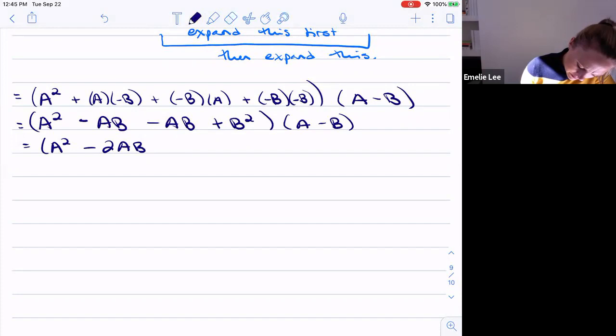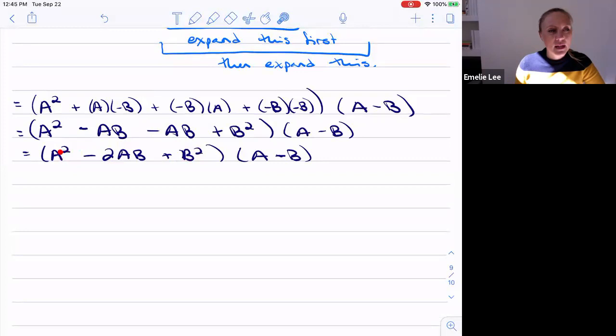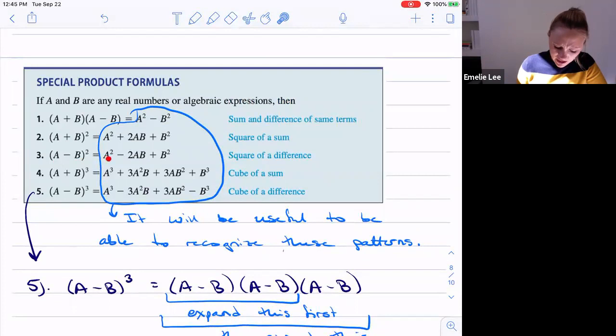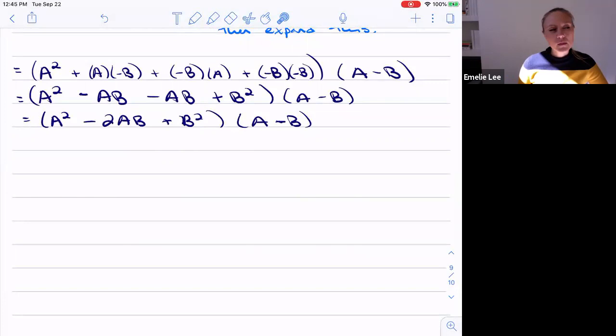times a minus b. You'll notice that this first term is just a minus b squared, which is actually up here. A minus b squared is a squared minus 2ab plus b squared. So that's what I mean. You don't need to memorize these. You can easily just go from the left-hand side to the right-hand side just by putting in the work, and it's going to be more predictable that way. So now I can expand a squared into a minus b, negative 2ab into a minus b, and then b squared into a minus b.